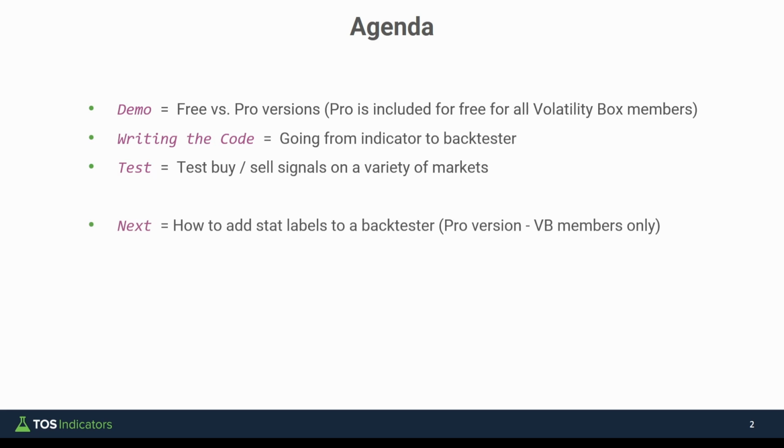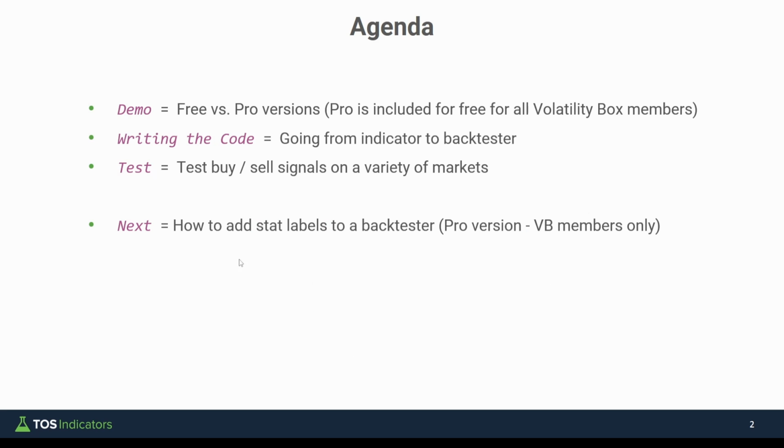For all Volatility Box members, again, we have a second piece of this tutorial in which we're going to be building that pro version, so be sure to check that out. That will allow you to know how you can build these stat labels and add them to a backtester, in this case, the parabolic SAR backtester, but you'll learn the process to actually do that so you can implement it for any of your future backtesters as well.